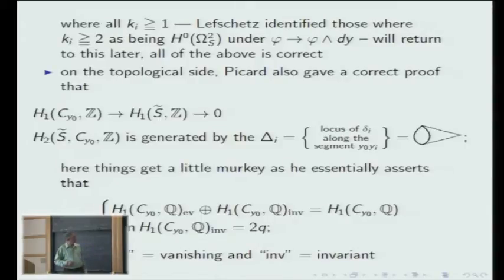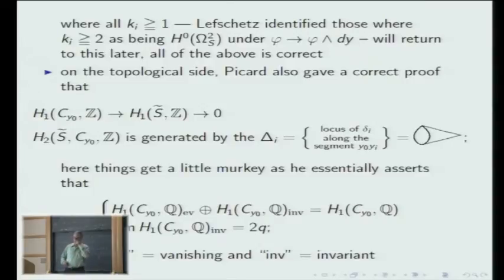On the topological side, Picard gave a correct proof that all of the first homology on the surface lives on the curve. The map is onto, and that the second relative cohomology is generated by those cones that you get by taking this cycle that vanishes when you go to a critical point. These are correct. They just follow from his description of how you retract the whole algebraic surface onto the skeleton.